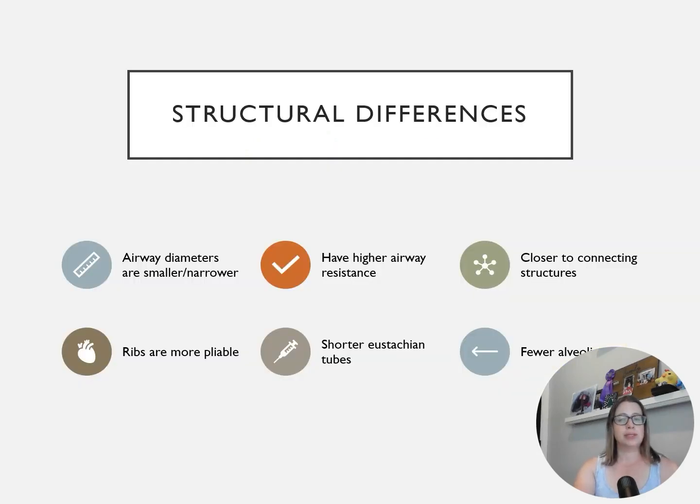So children's respiratory systems are structurally similar to adults, but there are key differences that make them more susceptible to issues. Their airway diameters are smaller, which means inflammation can easily lead to obstruction. This also results in higher airway resistance, which makes it harder for them to breathe. And then additionally, because infants are smaller, the distance between those respiratory structures is shorter, which allows infections to spread more quickly. The chest wall of infants is less rigid due to the pliability of their ribs, and so their respiratory pump is less efficient.